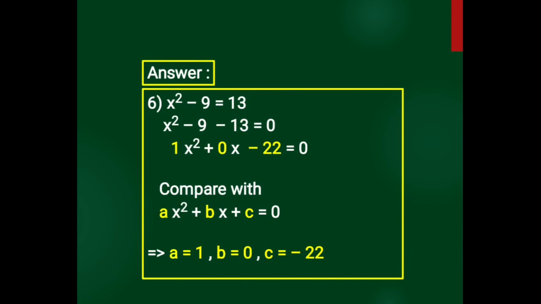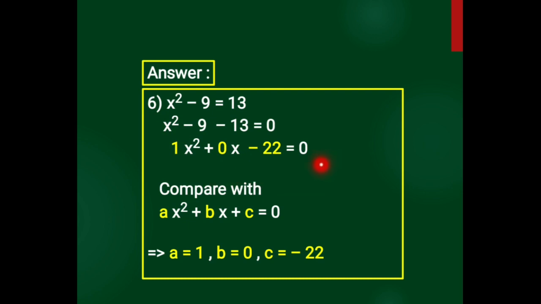See question number 6. x square minus 9 equals 13. So we transfer this plus 13 to the left-hand side, we get minus 13, and x square minus 9 in the LHS as it is. Here the term of variable x is absent. After adding minus 9 and minus 13, we get minus 22. The variable x term is absent, so we write 0x, and the coefficient of x square is 1. So we write 1x square plus 0x minus 22 equals 0.